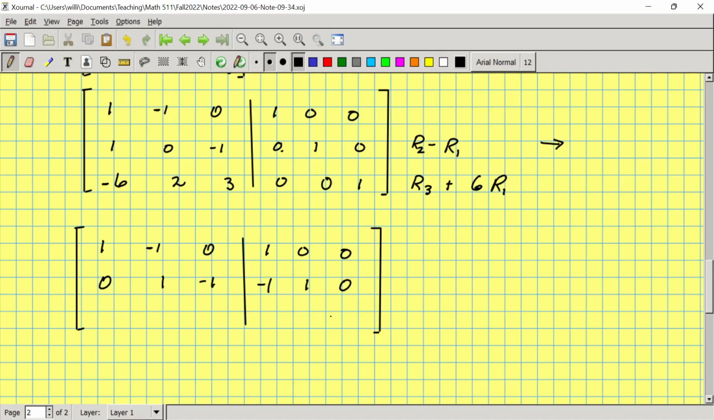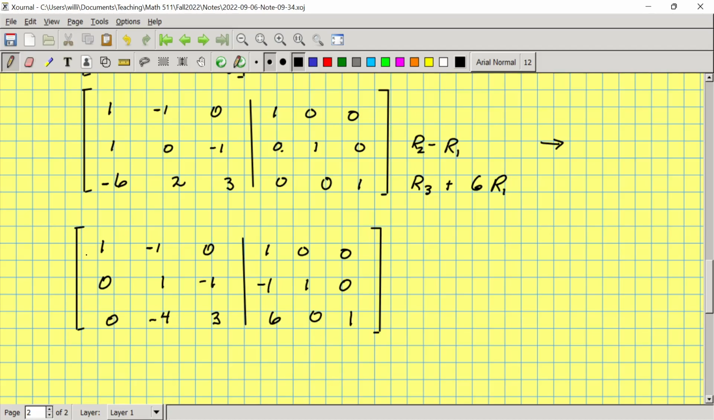Now we have a harder problem. We have to add 6 times row 1 to row 3. 6 minus 6 is 0, which was the whole point of our row operation. And negative 6 plus 2 is a negative 4. And 0 plus 3 is 3. And 6 plus 0 is 6. And 0 plus 0 is 0. And 0 plus 1 is 1.